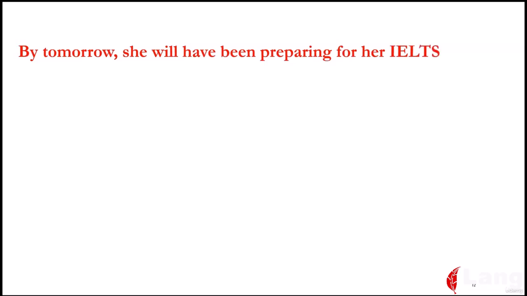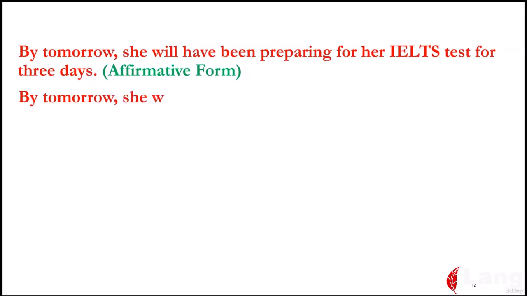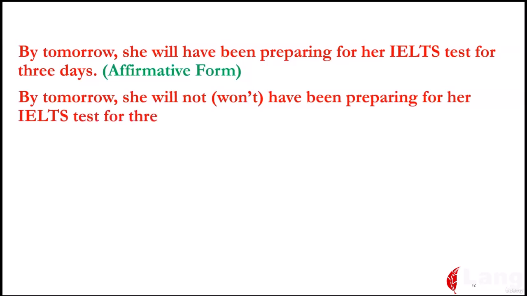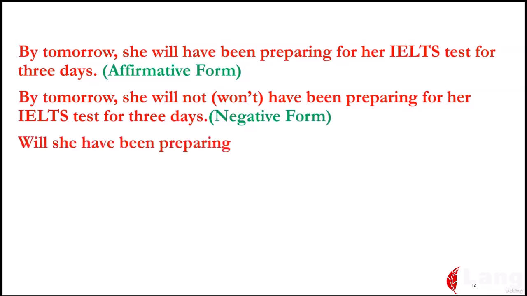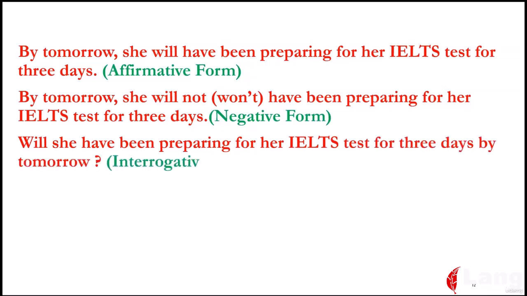Examples: by tomorrow, she will have been preparing for her IELTS test for 3 days. This is the affirmative form. The negative form is by tomorrow, she will not have been preparing for her IELTS test for 3 days. The interrogative form is will she have been preparing for her IELTS test for 3 days by tomorrow?